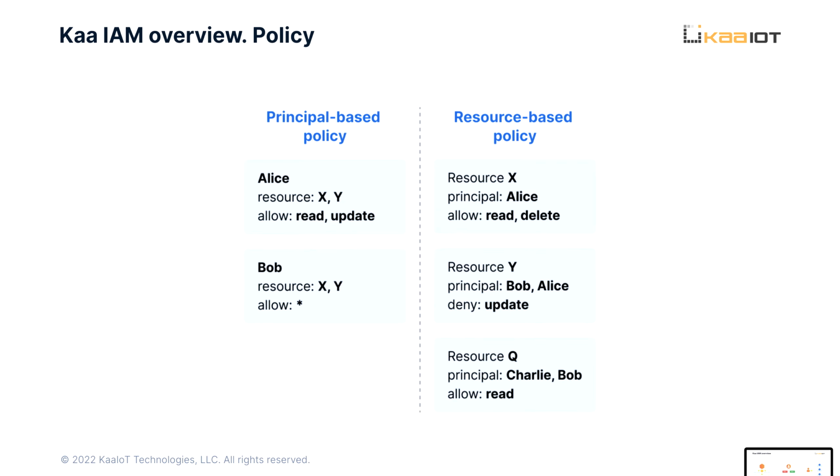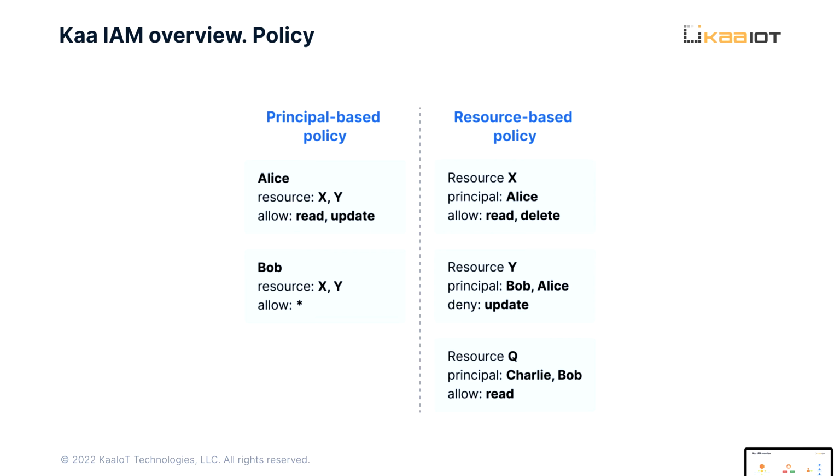Finally, to be sure that you fully understand the difference between resource-based and identity-based policies, take a look at the defined permissions for Alice, Bob, and Charlie. Here, Alice can read, update, delete resource X, can read but cannot update resource Y, and has no access to resource Q, as she neither has an identity-based policy for resource Q, nor is she listed as a principal in the resource-based policy for Q.